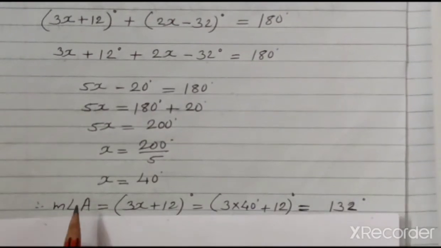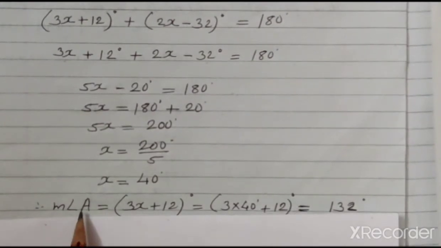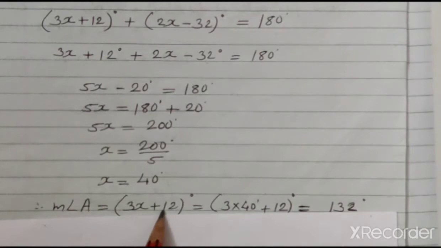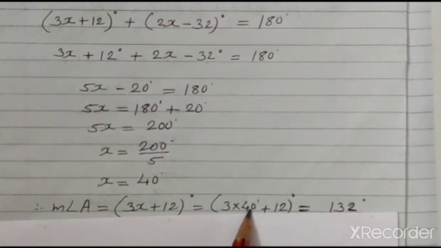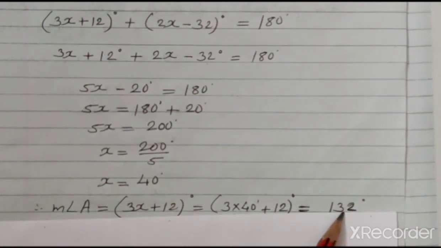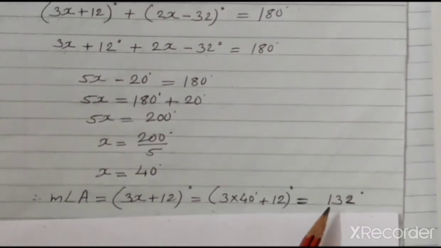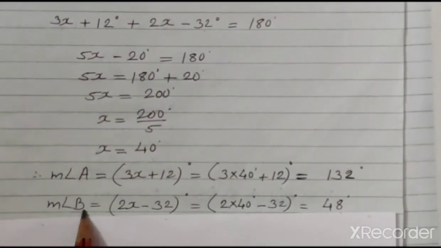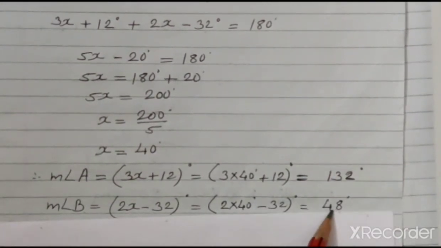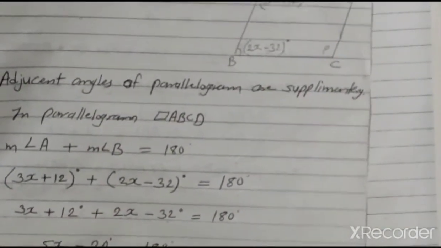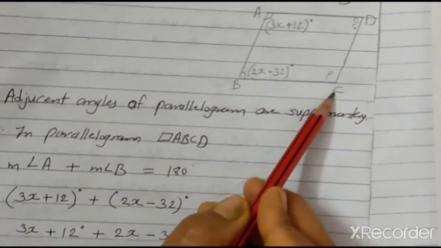Substitute this value in this measure of angle A is equal to 3x plus 12. So after solving we will get this measure of angle A is equal to 132. Similarly, measure of angle B is equal to 48. Now let us find out the measure of the remaining angles.